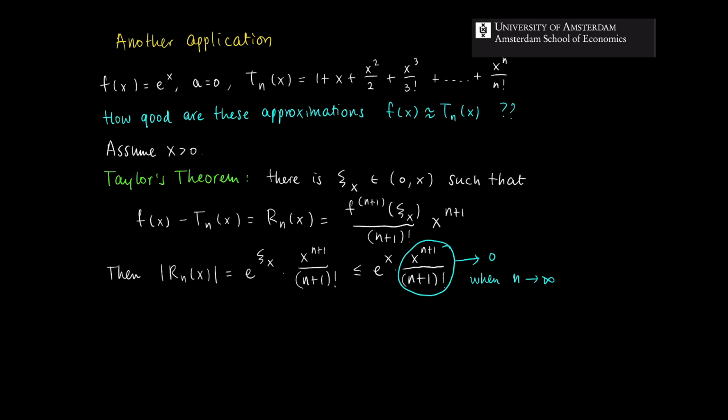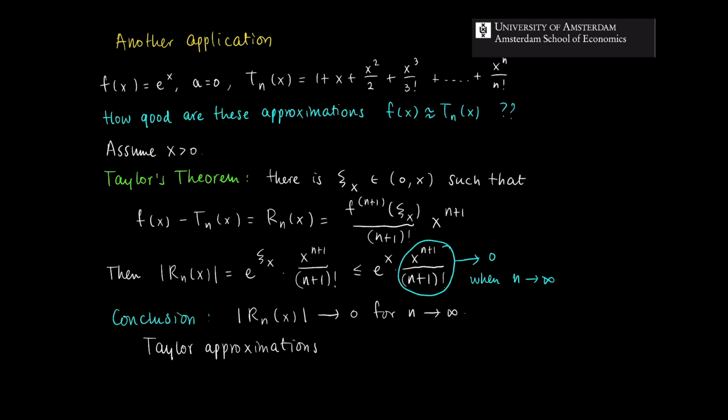So in conclusion, this means that the absolute value of the remainder term goes to 0 for any fixed x when n goes to infinity. This means in particular that the Taylor approximations are getting better and better when n goes to infinity.